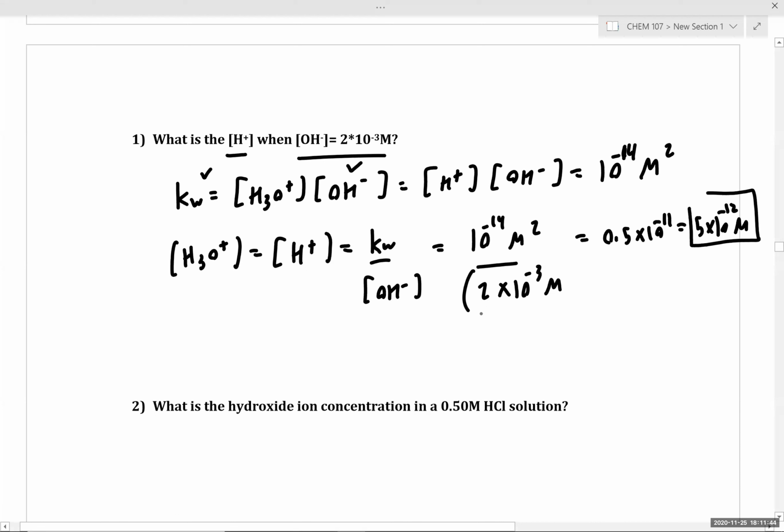And then remember, when you're dealing with powers of 10, you enter this entire number on the bottom in parentheses into your calculator. Otherwise, you may end up not encapsulating the power of 10, and your number will be off by orders of magnitude. Does this make sense to everyone? Any questions on this example?